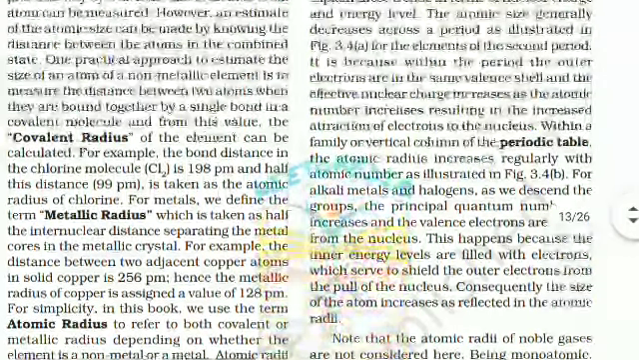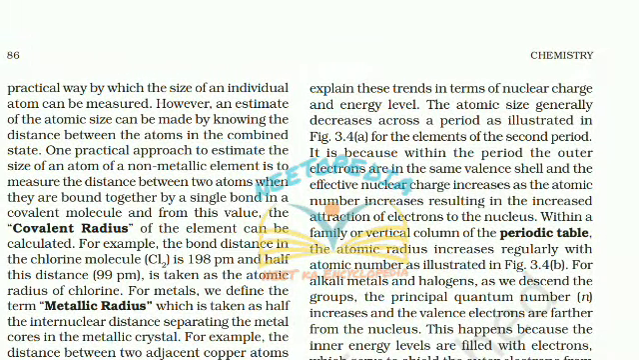Two trends are obvious. We can explain these trends in terms of nuclear charge and energy level. The atomic size generally decreases across a period as illustrated in Figure 3.4a. For the elements of the second period, it is because within the period the outer electrons are in the same valence shell and the effective nuclear charge increases as atomic number increases, resulting in increased attraction of electrons to the nucleus.